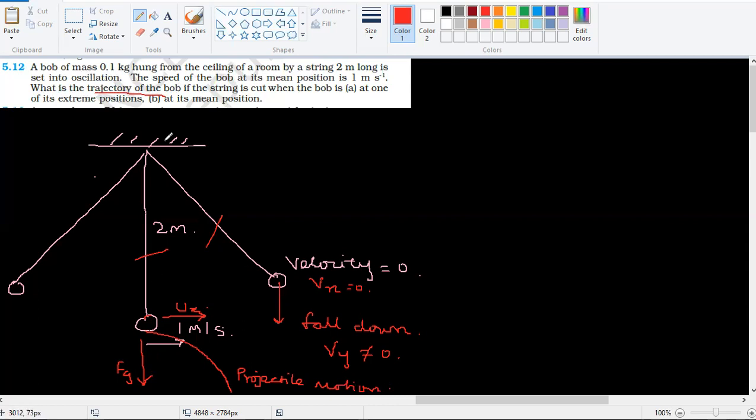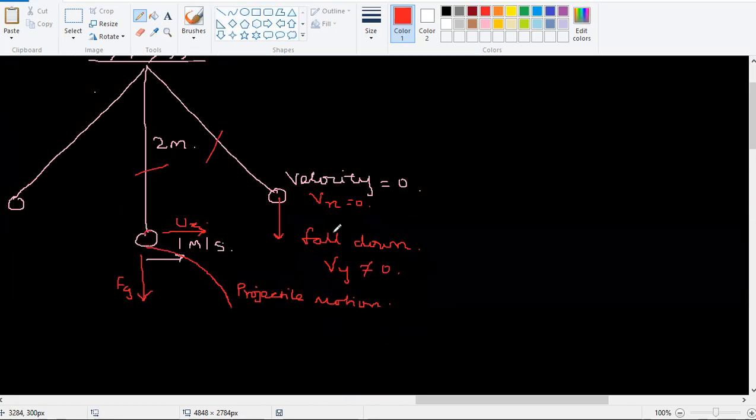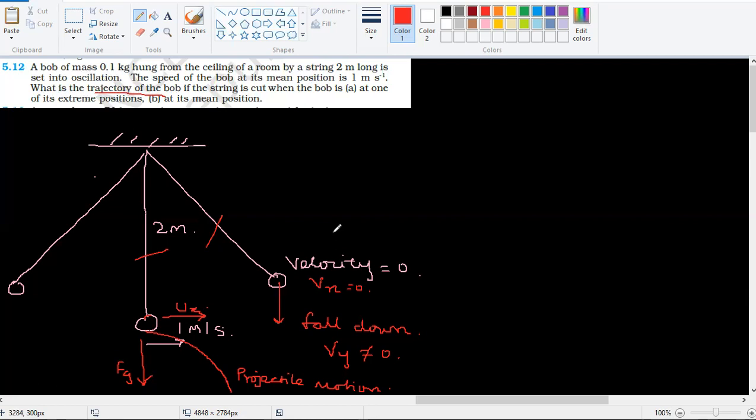I don't think there is any numerical here, just a conceptual question. Even though they have given some numbers, they are simply asking only the shape of the trajectory. As I always say, read the paragraph and make it into a simple drawing to make your brain work.